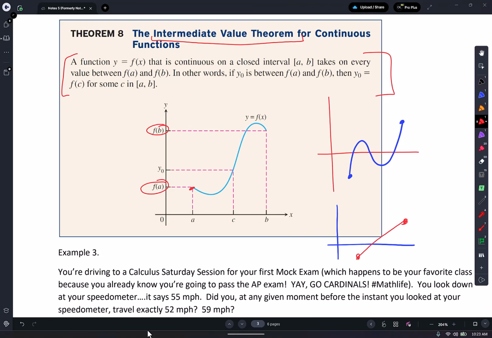So you got all the values between f of A and f of B. Did I go above it? Maybe, I don't know. But for sure, because it was continuous, I got all the y values between f of A and f of B. Does that make sense, guys? Like, okay, so yeah, and then there it is.